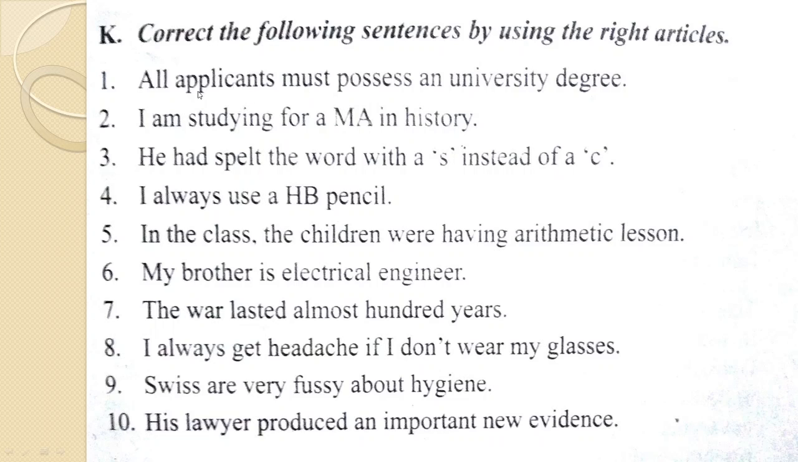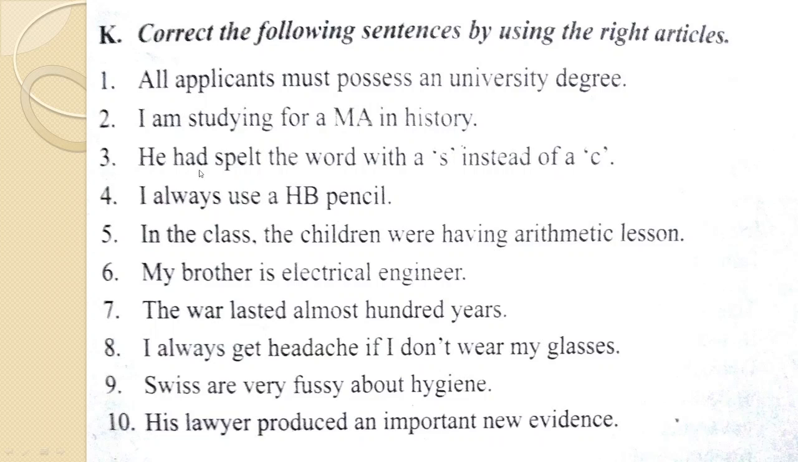Then number 2, I'm studying for an MA in history. Why an here? Because when you pronounce the sound M, the sound you start with is a vowel sound. When we say M, we say "em". So you have to consider it a vowel sound. An MA in history, or an MP, or an MLA. So I'm studying for an MA in history.